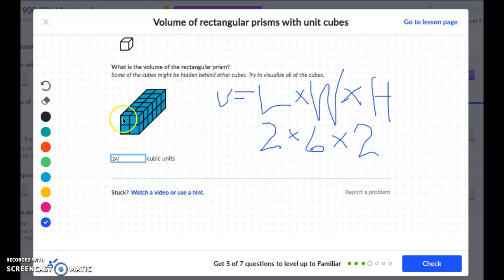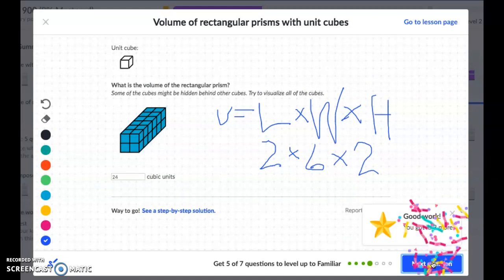Could you count each one of these squares if that's what's going to work best for you? Absolutely. There's just more of a chance of mistakes happening, and it sometimes messes with your eyes when you're trying to look at those 3D shapes.